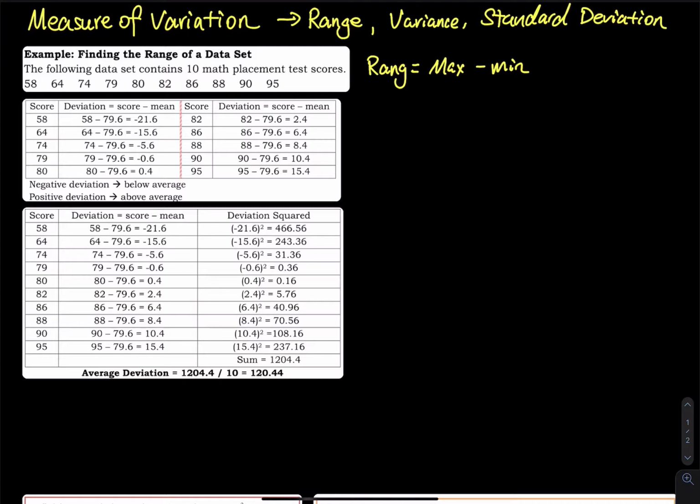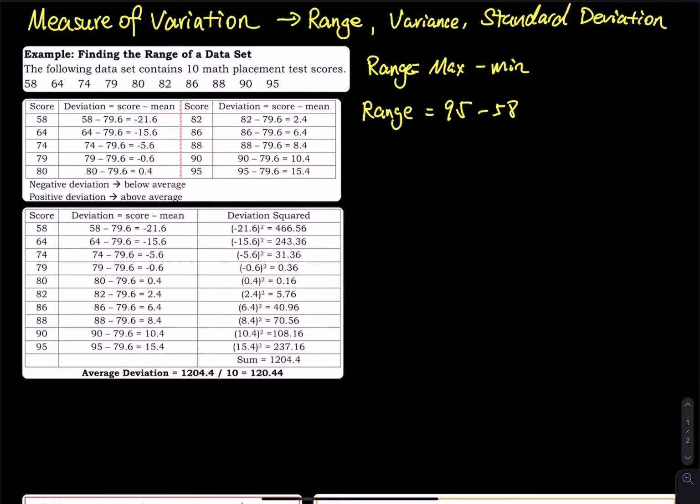I want to find the range. So what is the maximum entry? The maximum entry is 95. That is the highest score. And what about the lowest score? The lowest score is 58. So you have 95 minus 58, and that is equal to the range.